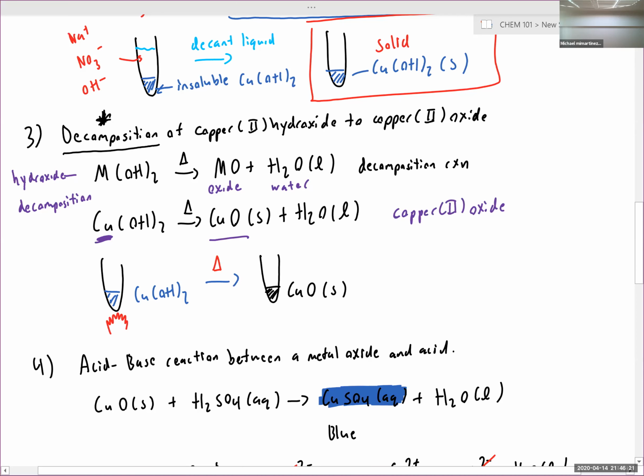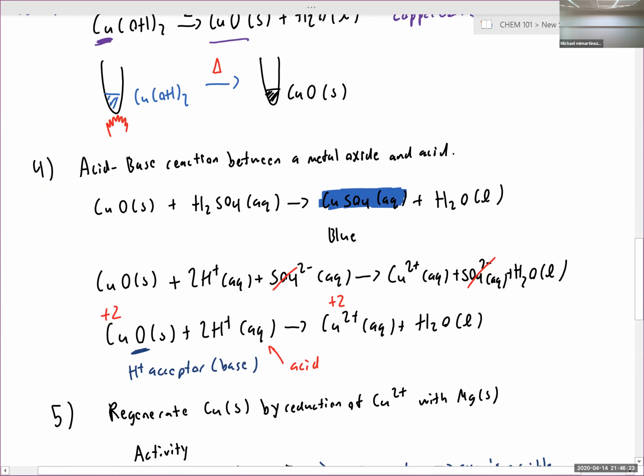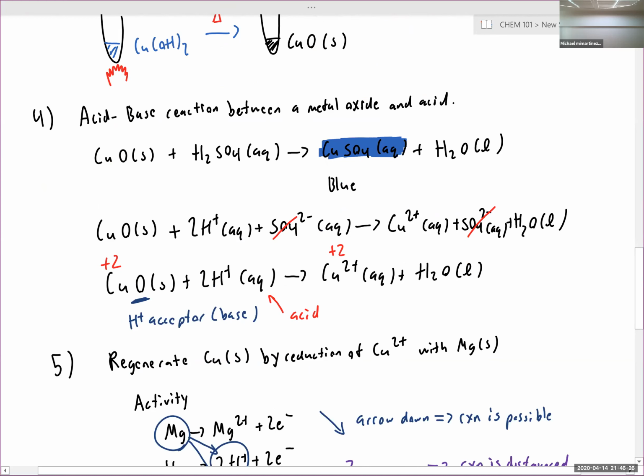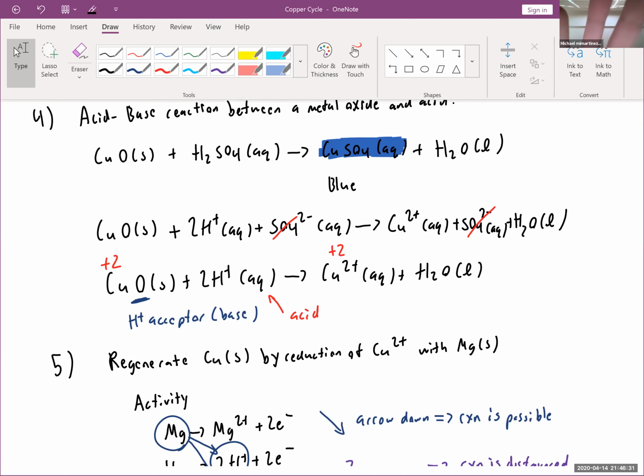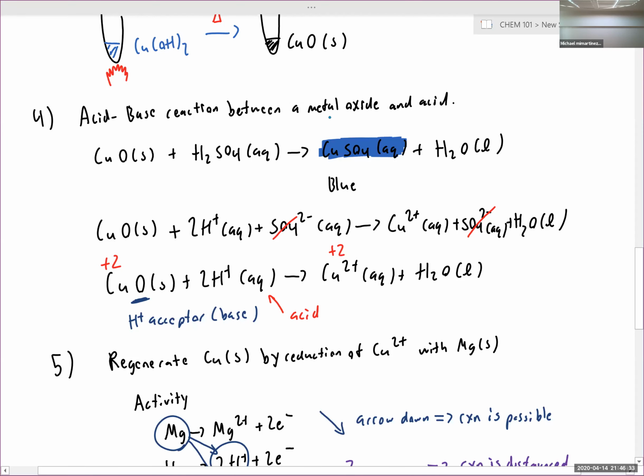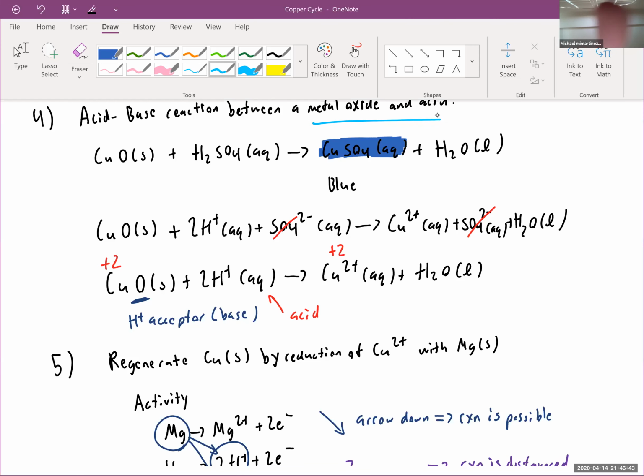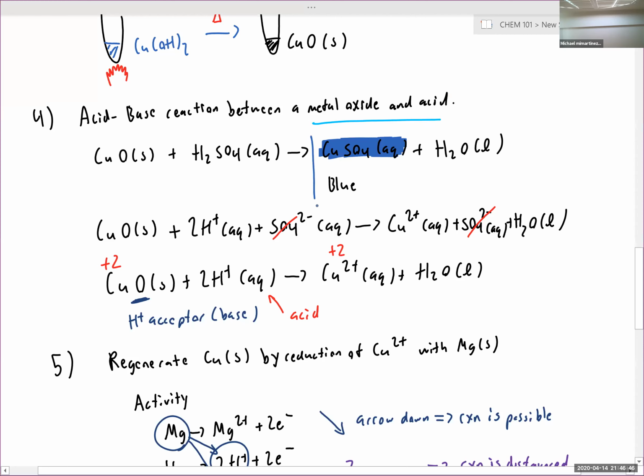Okay, so now that we have our copper oxide, we're going to process our copper oxide by reacting it in what I would consider an acid-base reaction between a metal oxide and an acid. So if we take our copper oxide and we react it with sulfuric acid, you're going to see this nice, beautiful color of copper sulfate. We've worked with copper sulfate before in previous labs and it has this really distinct deep blue color.